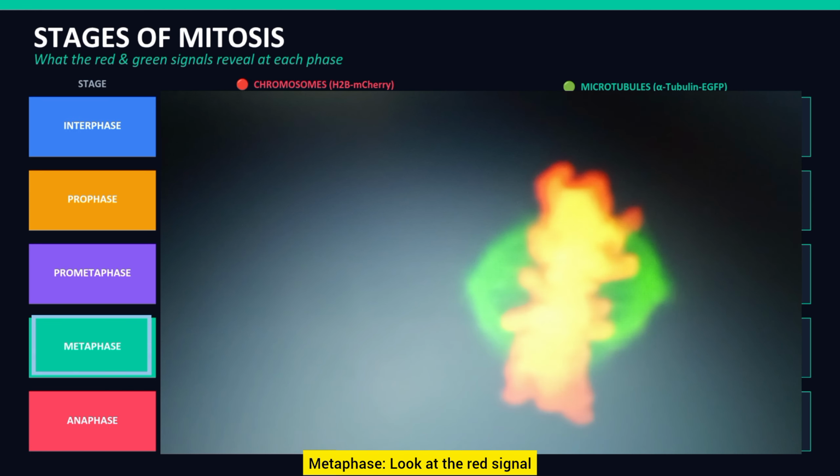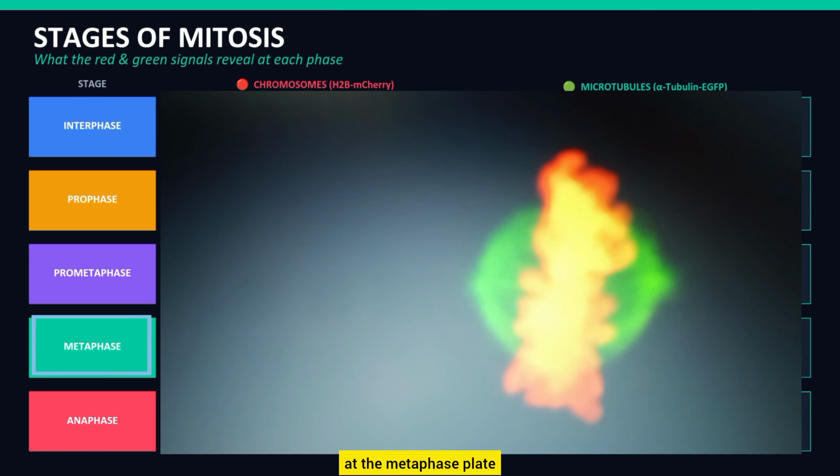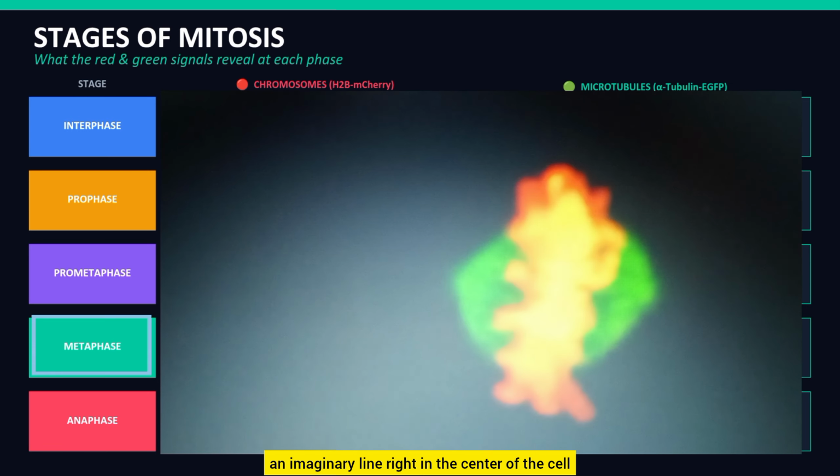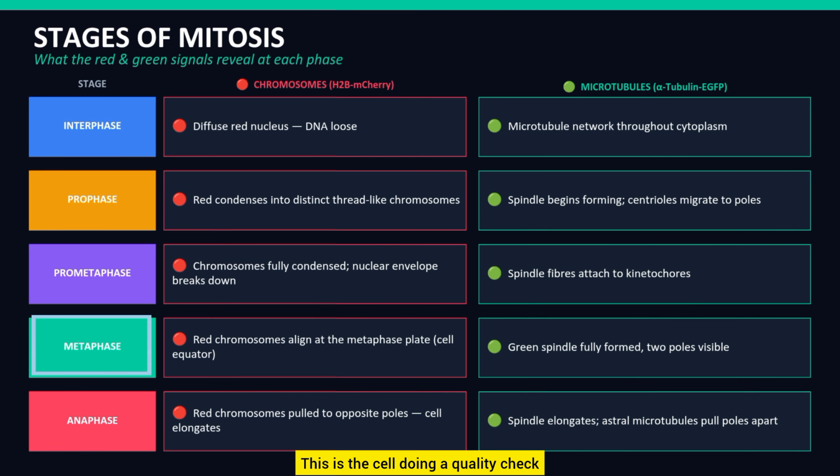Look at the red signal. All the chromosomes have now lined up perfectly at the metaphase plate, an imaginary line right in the center of the cell. This is the cell doing a quality check, making sure every single chromosome is correctly attached to spindle fibers from both poles. It is extraordinary precision.